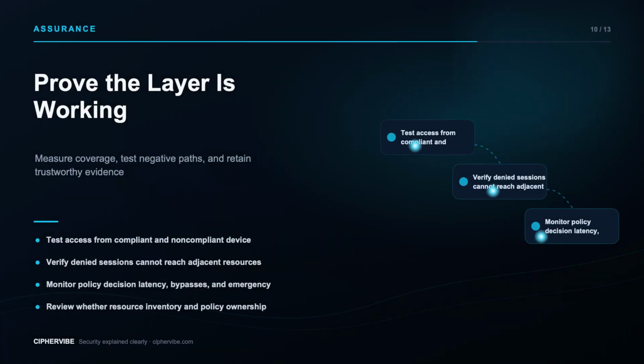A configuration screen is not assurance. Collect evidence that the intended control applies to the correct scope and that violations become visible. First, test access from compliant and non-compliant device states. Second, verify denied sessions cannot reach adjacent resources. Third, monitor policy decision latency, bypasses, and emergency access. Fourth, review whether resource inventory and policy ownership remain current.